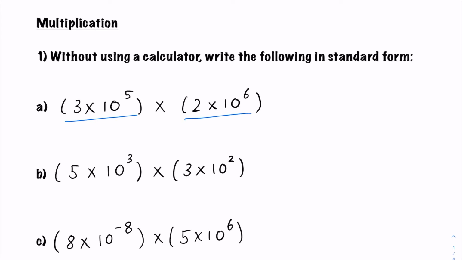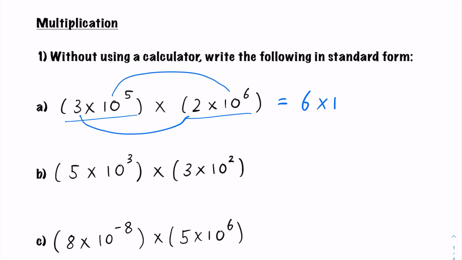So we've got 3 times 10 to the 5 being multiplied with 2 times 10 to the 6. And the way I like to do these is just multiply the 3 with the 2, so you're just grouping up all the numbers you've got there. So 3 and 2. 3 times 2 would just be 6. And then group up all the times 10s. So you've got 10 to the 5 times 10 to the 6.